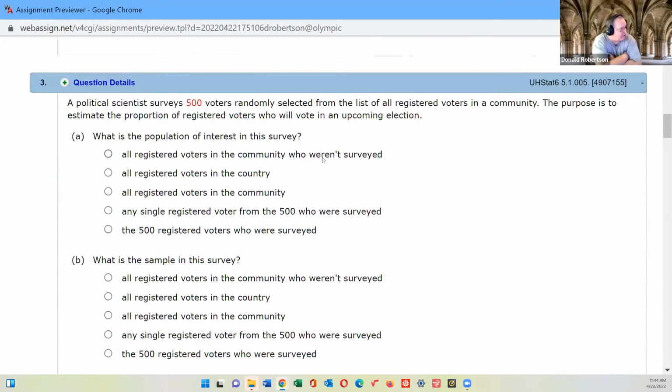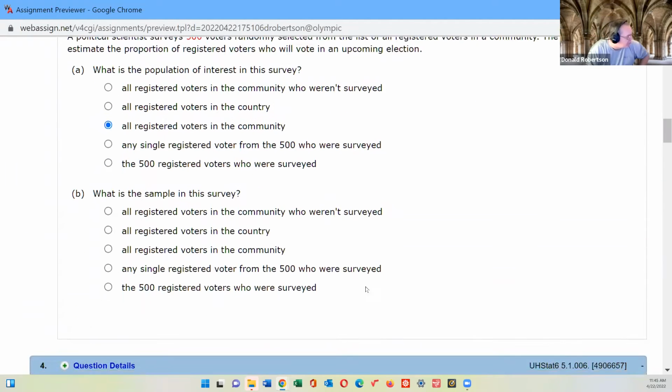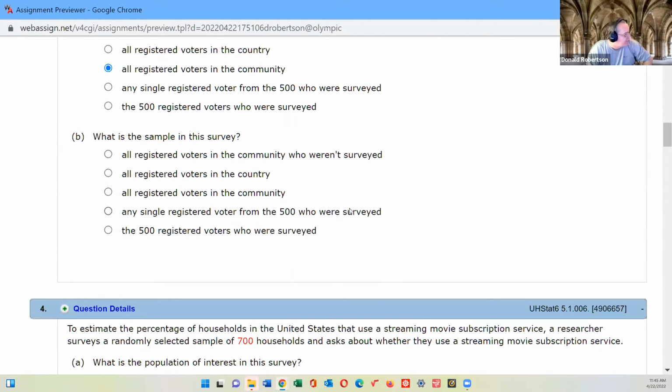Okay, a political scientist surveys 500 voters, randomly selected from a list of all the registered voters. And the purpose is to estimate what percentage are going to just vote. They don't care how you're going to vote. They just want to know, are you really going to vote, right? Now, the population of interest here is everybody that you're interested in. So all registered voters in the community. Wouldn't that be your population? And the sample, well, 500 people randomly selected. Wouldn't that be where your sample came from?